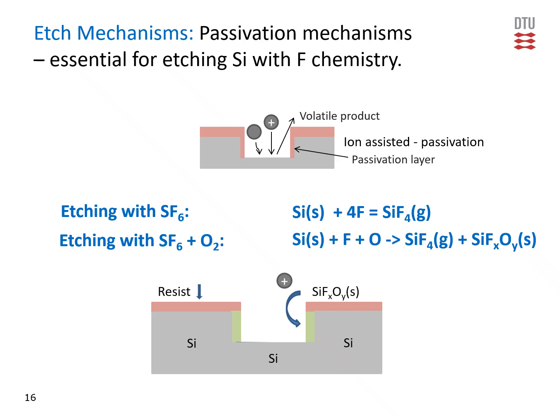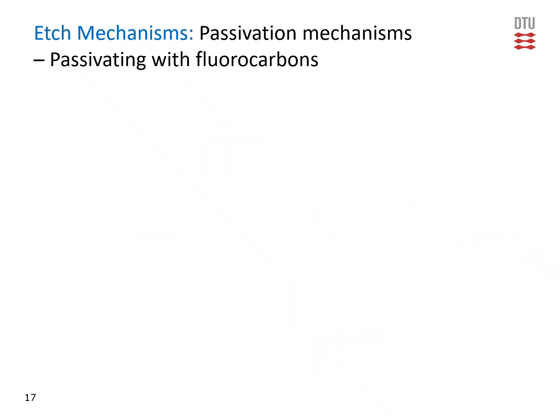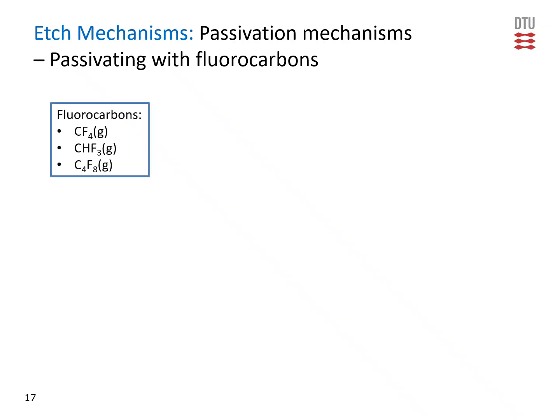When we are bombarding the bottom here, we will also bombard the masking material, in this case a resist, and that means the resist will not last so long, so there is a limit to how deep we can etch using this method. Therefore, we also have another way to do it. We can passivate with fluorocarbon.